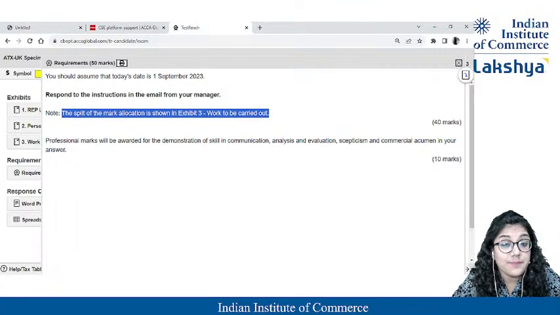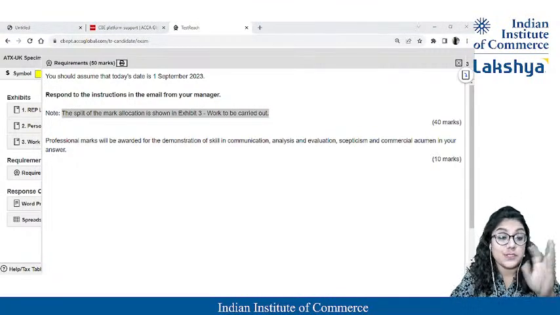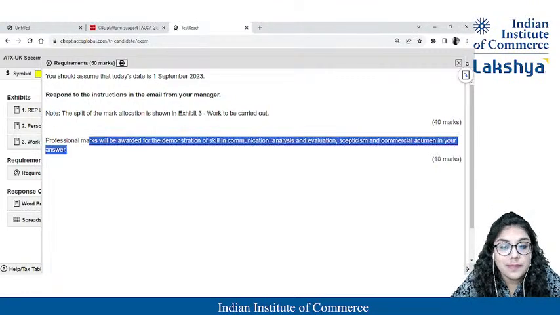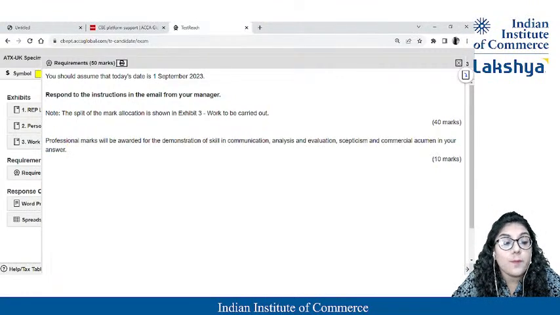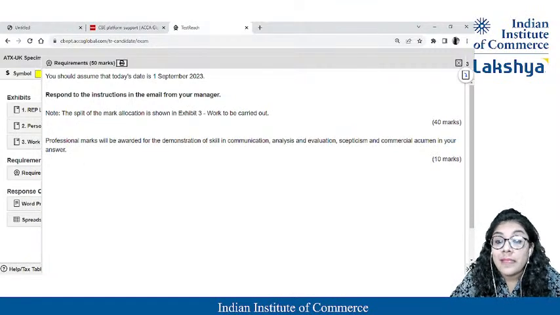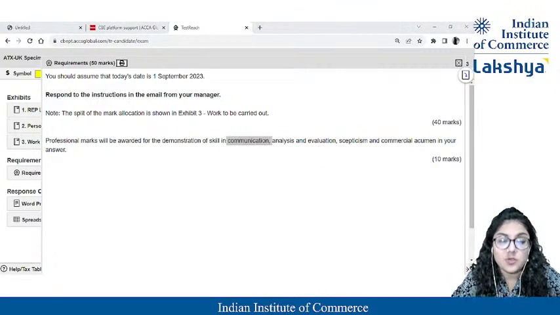Okay, so there will be some exhibit 3 where you are supposed to ask some questions, and that is going to carry 40 marks. And the professional marks will be allotted for how I demonstrate my answer and what things I should take care of. I should have a skill in communication. The best way to communicate is not just to tell.